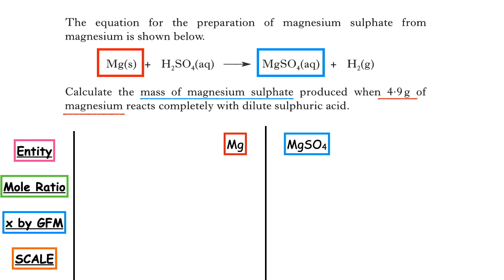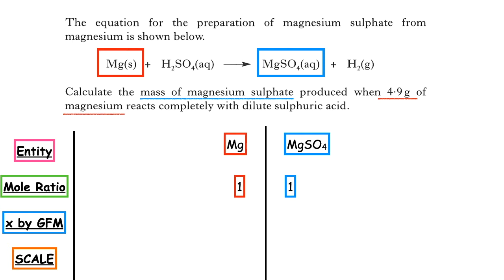Step number 2 is looking at the mole ratio. Do we have a number in front of the Mg in the balanced equation? No. So that tells us that we only have 1. And do we have a number in front of the MgSO4? No. So that tells us that we only have 1. So far we've done our entity and our mole ratio.